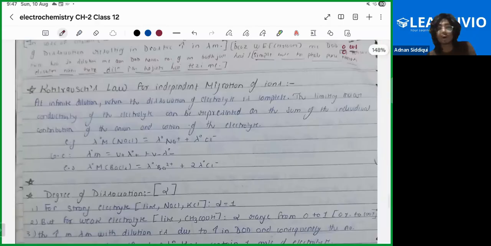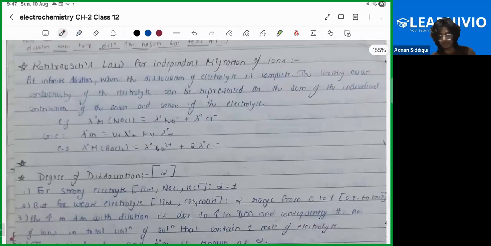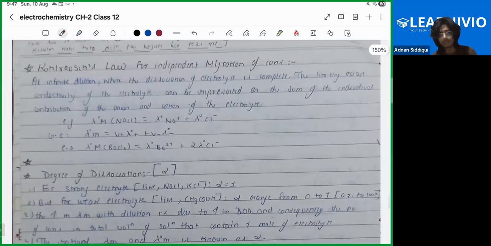So the last topic of this chapter is Kohlrausch law for independent migration of ions. What is this? I will give you a minute or two. Please read this and tell me what you are getting from it. What can you interpret from this definition?